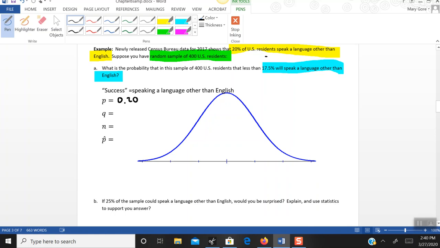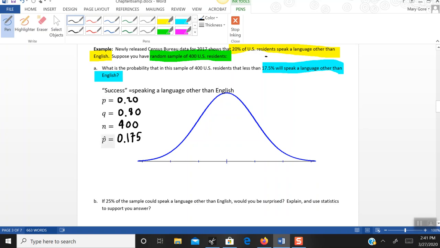Q, the complement of P, those are the individuals that do not speak a language other than English. That would be 0.80, 80%. N, our sample size, that's the bit of information in green above. They clearly stated that they were using a sample of 400. And P hat, that's our sample proportion, and that's the bit in turquoise, 0.175. So we have these identified, and you just have to look for the different values. One is going to be bigger. The second percent you'll get is usually attached to the sample, so that you can distinguish which one's P and which one's P hat.